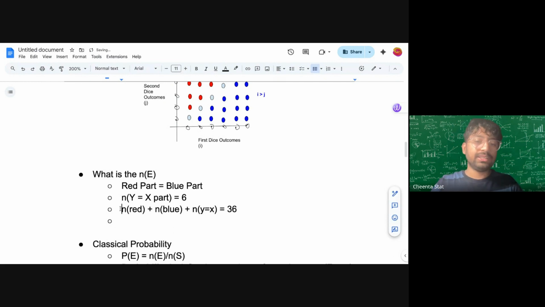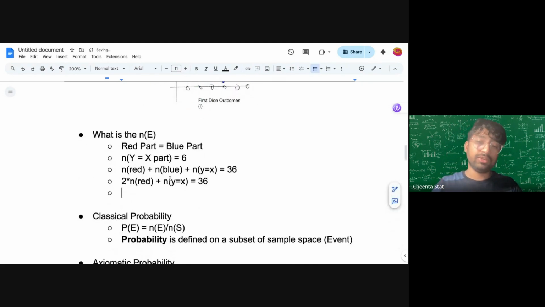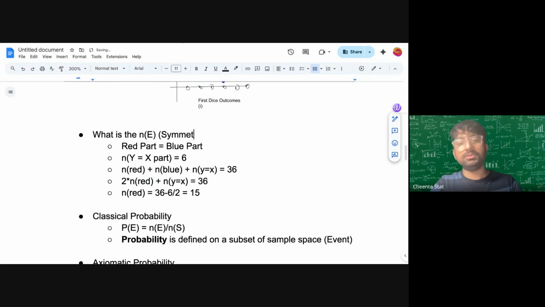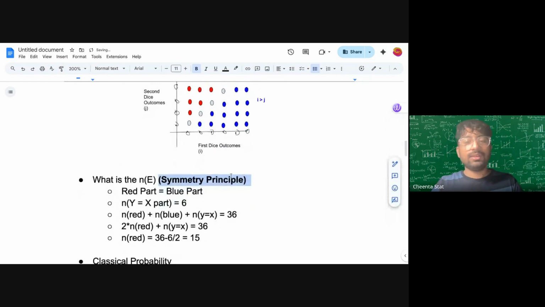And you know n of red is n of blue, and we want to find n of red. So it's 2 times n of red plus n of y equals x is 36, and n of y equals x is 6. So n of red will be nothing but 36 minus 6 divided by 2, so it will be 15. Why I did it this way is because it teaches you one important principle, the symmetry principle. You don't have to count in a hard way. This is one way to find it, guys.